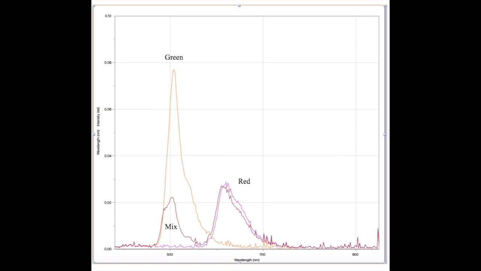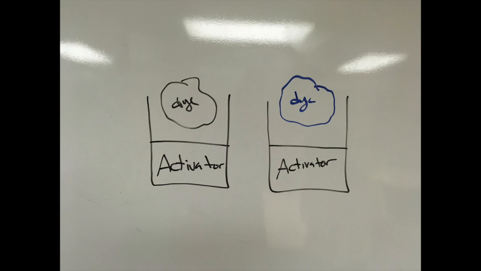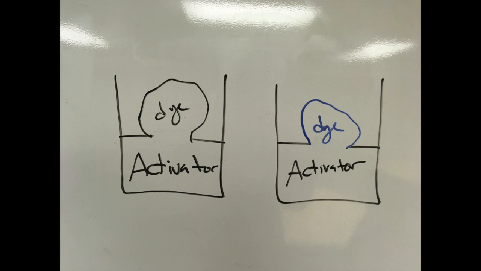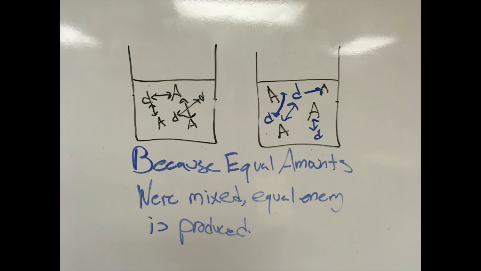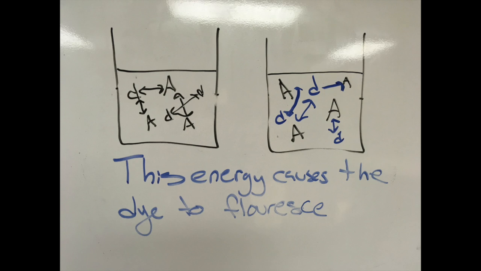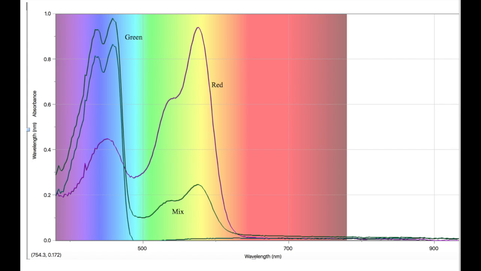In our data, one thing we notice is that the peak for green is higher than the peak for red. The reaction that occurred involved equal amounts of dye and activator being mixed together. The energy produced by that reaction was equal for both dyes and caused them to fluoresce. If equal amounts of energy are being put in, but different dyes have different intensities, that means something other than the energy put in must be at least in part affecting intensity.